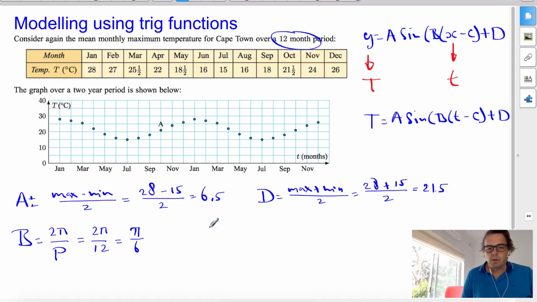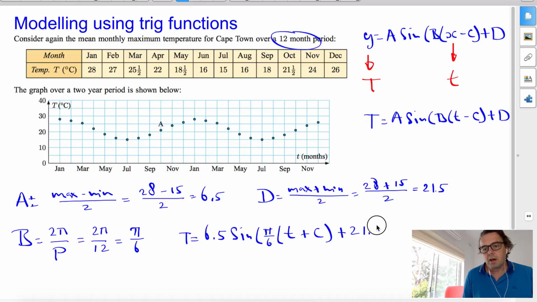So far I have T is 6.5 sine pi over 6 T plus some kind of C plus 21.5. The only thing left to find is that C here, which is a tricky bit.